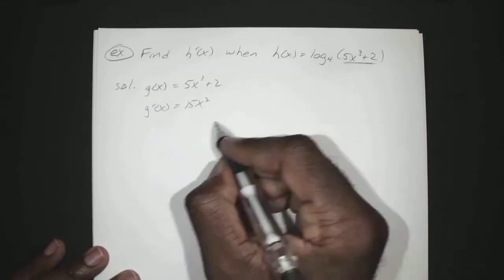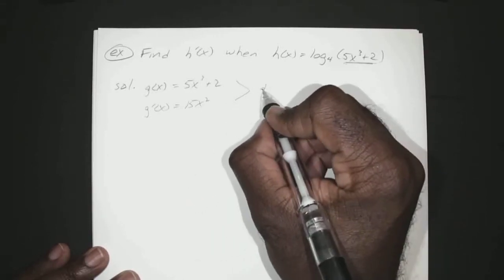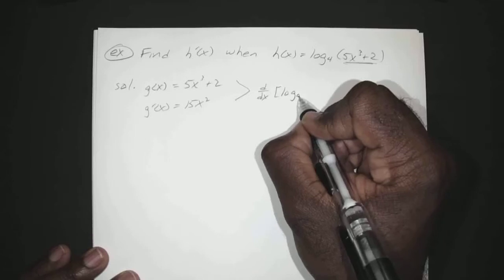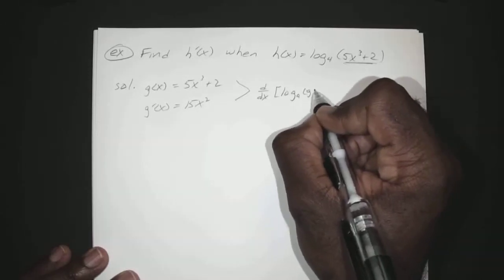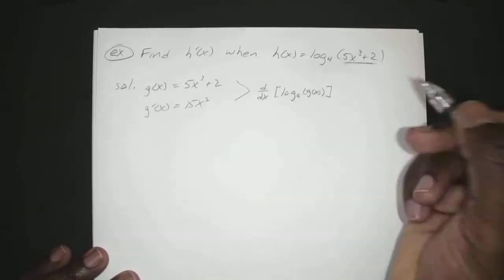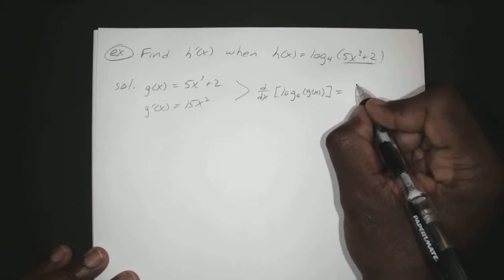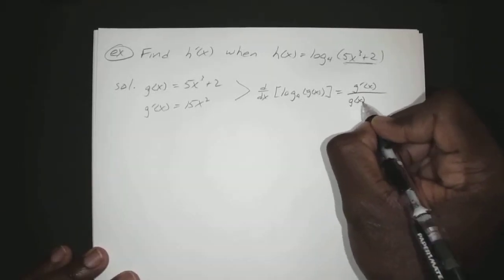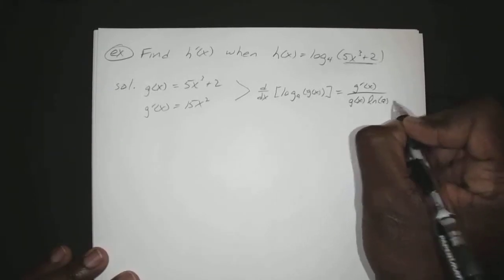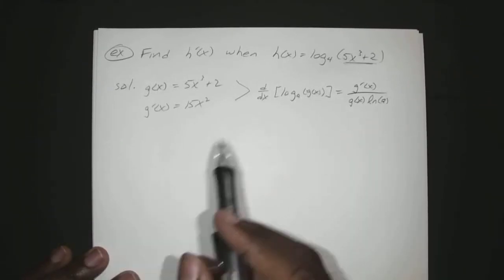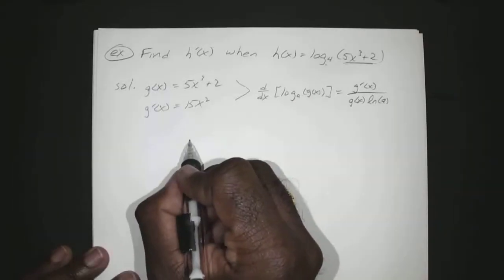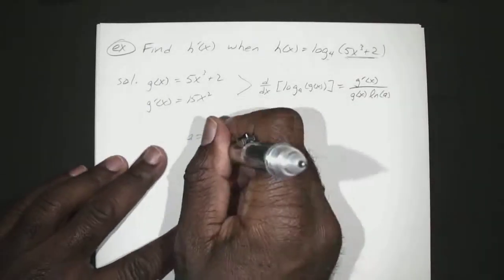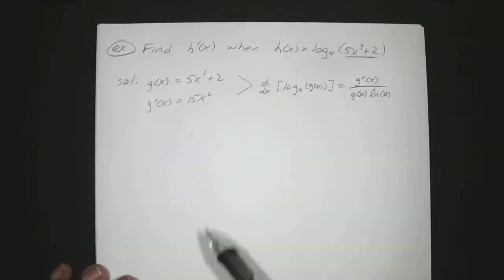Okay, so if we remember our formula, log base a of g of x equals, might as well say g prime of x over g of x times natural log of a. We know here that a is equal to 4. And we have our g of x and our g prime of x already there, so we might as well just line it up with the rest of them.